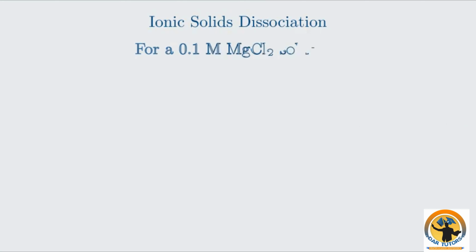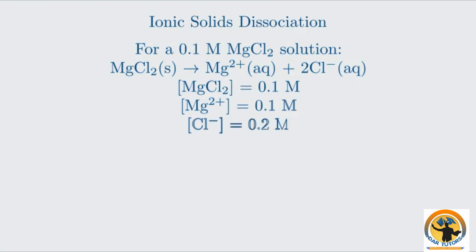It's also crucial to remember that for ionic solids, the concentration of the individual ions might be different. For example, if we have a 0.1 M MgCl2 solution, it dissociates to form 0.1 M Mg2+ ions and 0.2 M Cl- ions, because each formula unit produces 2 chloride ions.